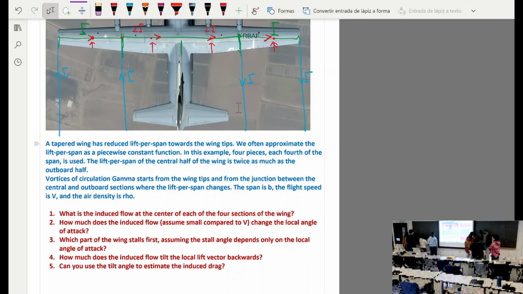Wait, the area of where the angle of attack is. Right now, we're doing like this. Which part of the wing stalls first, assuming the stall angle depends on the local angle of attack? I said number 4, almost. I thought the wing's angle of attack was like that, but it's not updated. It's only on that.